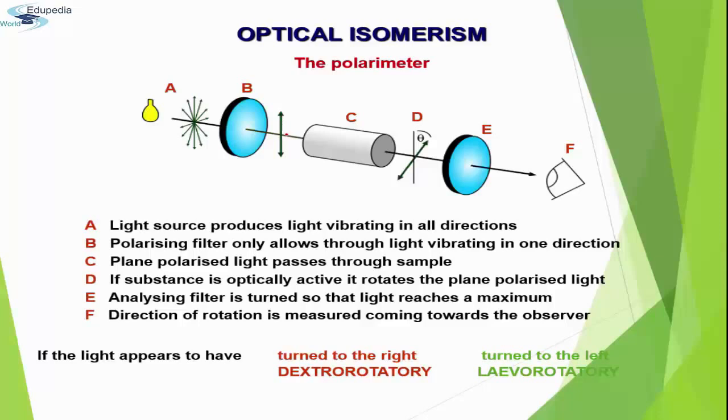So when you allow plane polarized light to pass through a sample, and its plane is twisted or rotated either clockwise or anti-clockwise, it could rotate in either direction. In this example we have rotated it in the clockwise direction, and if it rotates, then by using an analyzing filter you can check whether it has rotated or not.